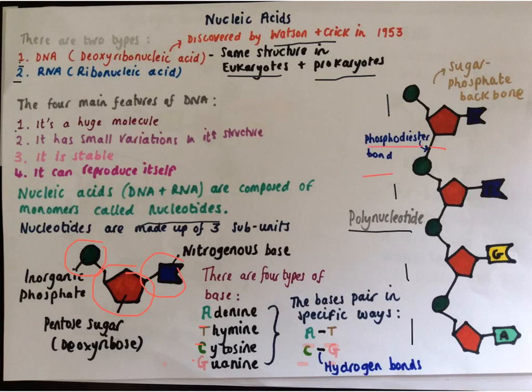phosphodiester bonds, and these are special types of covalent bonds that form. They are formed by a condensation reaction, which we know from Unit 1, Topic 1, which is the elimination of a molecule of water. When the nucleotides join together to form the polynucleotide, this forms the backbone for DNA, which we call the sugar phosphate backbone.